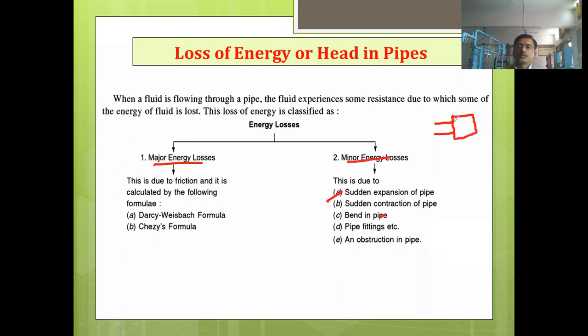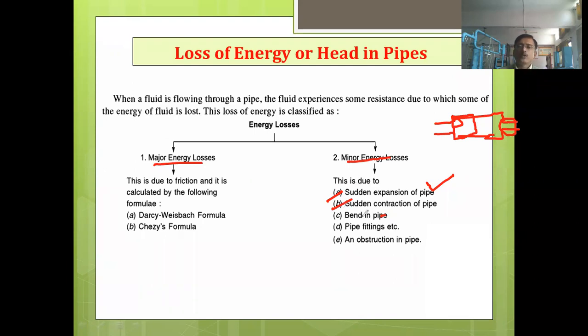अचानक जर या ठिकाणी सडन एक्सपान्शन झालं असेल, पाईप वाढला असेल, त्या ठिकाणी जो होणारा लॉस आहे, that is called as the head loss due to sudden expansion. सडन कॉन्ट्रॅक्शन मध्ये काय होतं? मोठ्या पाईप मधून छोट्या पाईप मध्ये पाणी जाताना जो होणारा लॉस आहे, that is called as the head loss due to sudden contraction. ठीक आहे.